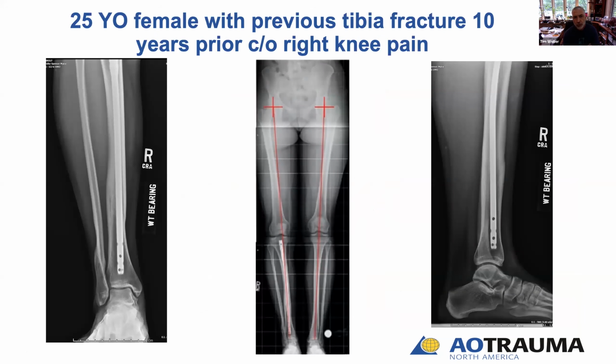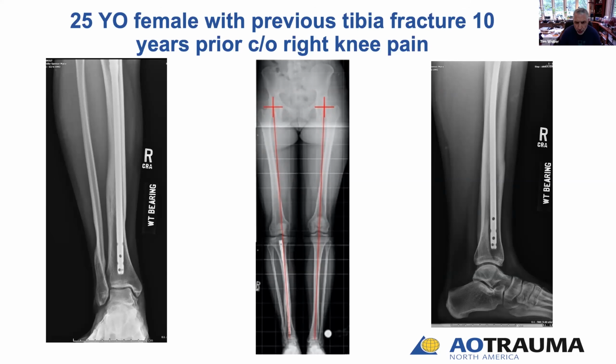All right, so let's go through 4 cases here. This is a 25-year-old female who had a previous tibia fracture about 10 years ago. She comes in complaining of knee pain. Here are her x-rays showing her tibia is well healed. Her mechanical axis is not that far off, but when we watch her walk, she turns her injured side, her knee internally rotated significantly when she's walking.